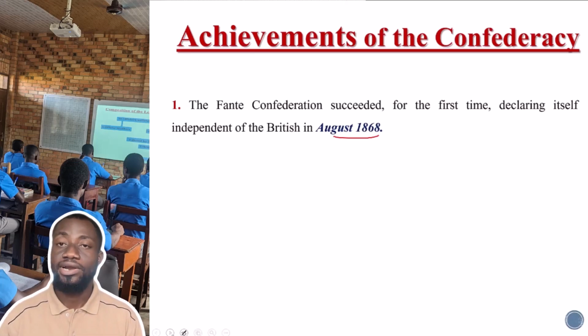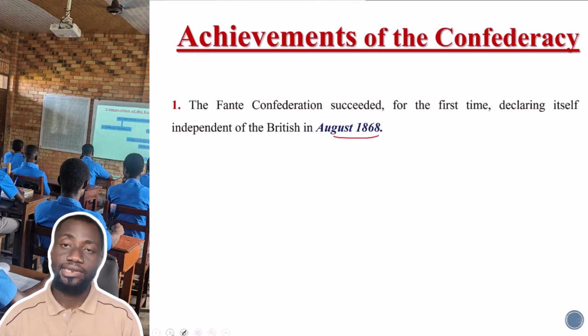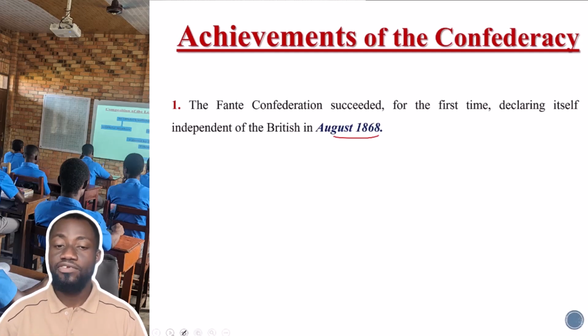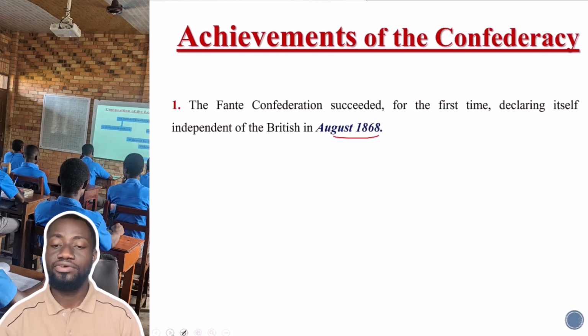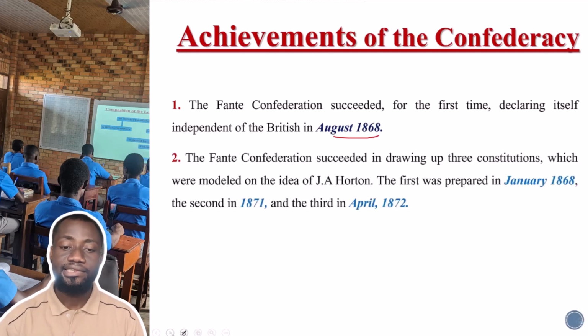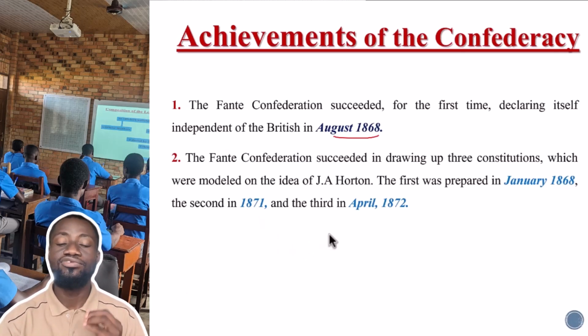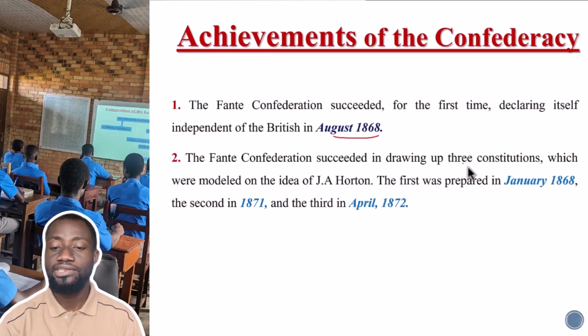Initially, they relied on the British for military support and everything else. They were solely dependent on the British, unlike the Asantes. With the formation of the Confederation, they were able to declare themselves independent, and that is a great achievement. The next achievement was that the Confederation succeeded in drawing up 3 constitutions.